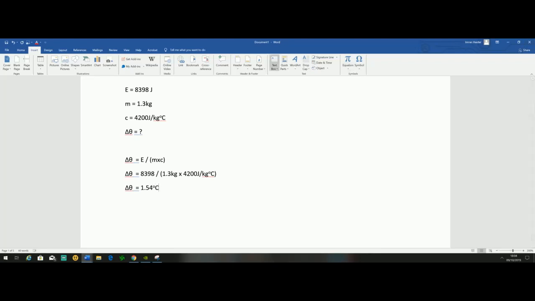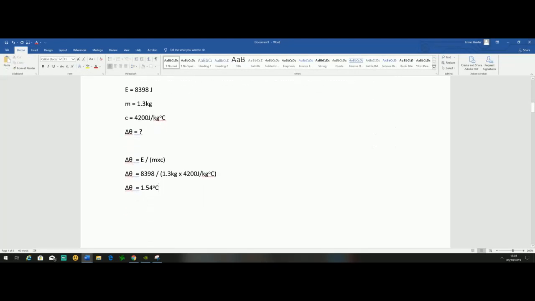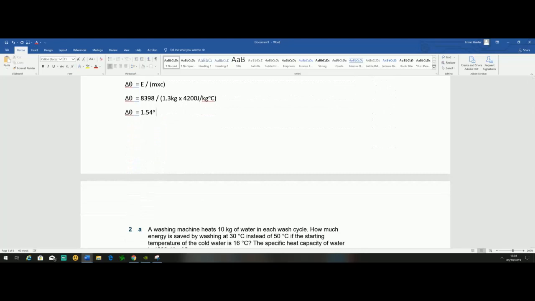Now let's read the question. The question says, what would the final temperature be? So what we need to do is the final temperature would be 20 degrees, because that's what we started with, and then we're going to add 1.54 because that was the overall temperature change, so that's going to give us 21.54 degrees Celsius. That was the overall change.